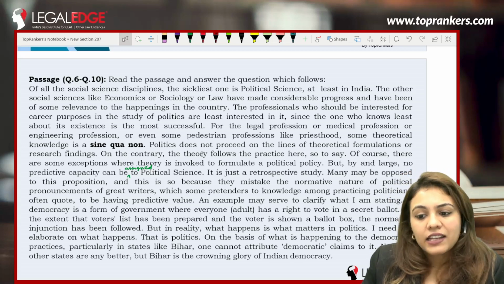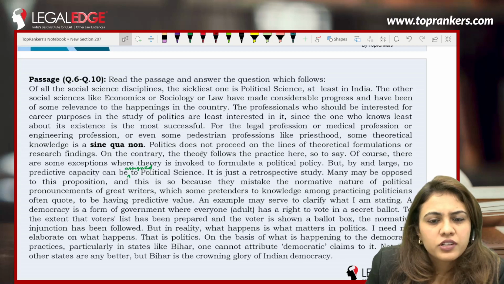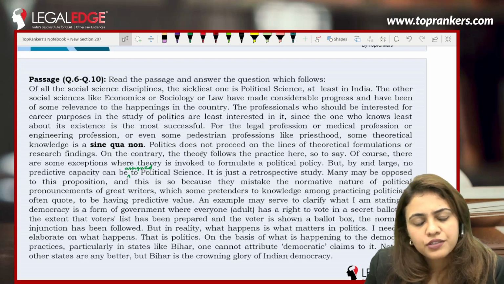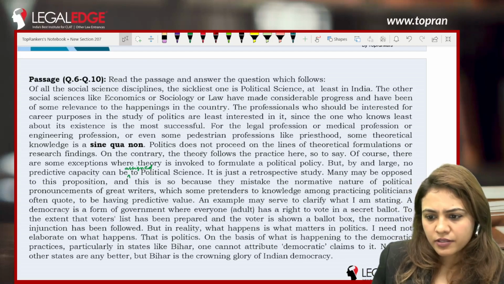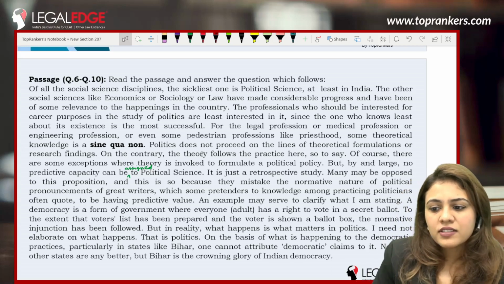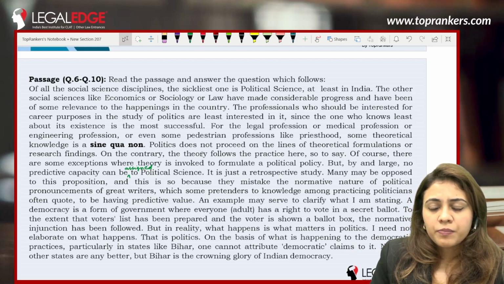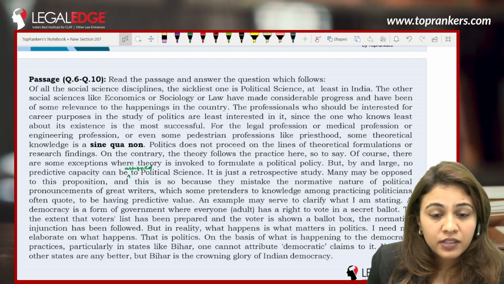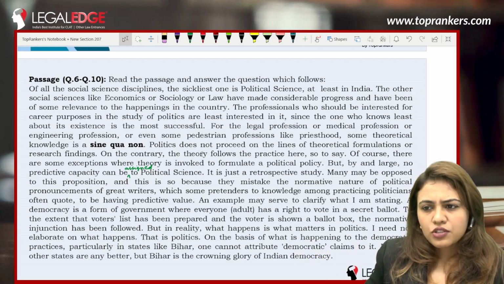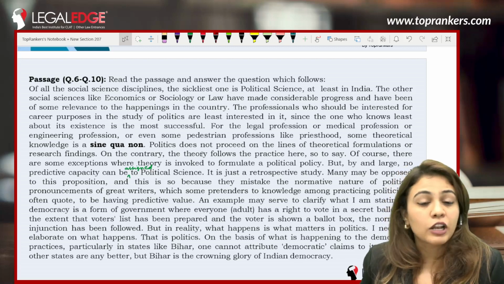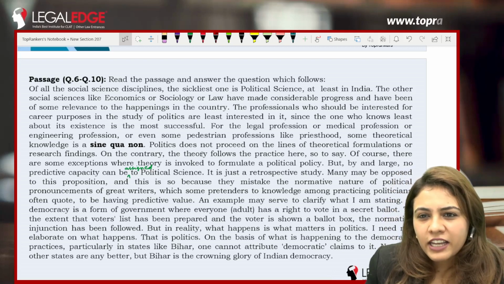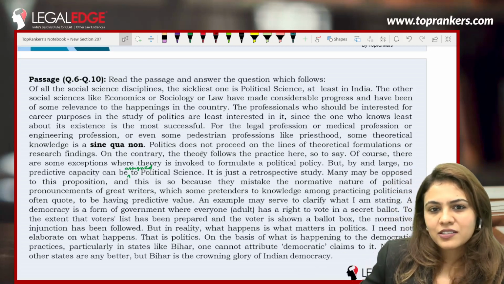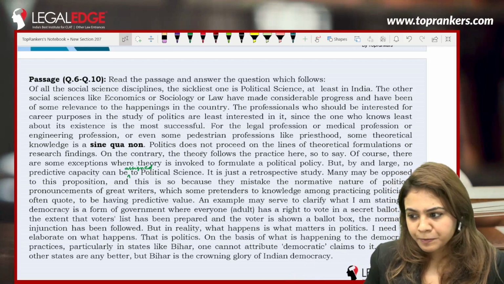At least in India, जब हम बात करते हैं दूसरे सोशल साइंसेस की जैसे कि इकोनॉमिक्स सोशियोलॉजी लॉ everything has made considerable progress and they have found their relevance in one way or the other very closely related to the happenings which are happening in the country. So कहीं ना कहीं हम इकोनॉमिक्स को यूज करते हैं लॉ को यूज करते हैं सोशियोलॉजी को यूज करते हैं but we are not really using the theory of politics the way it should be when it comes to India.